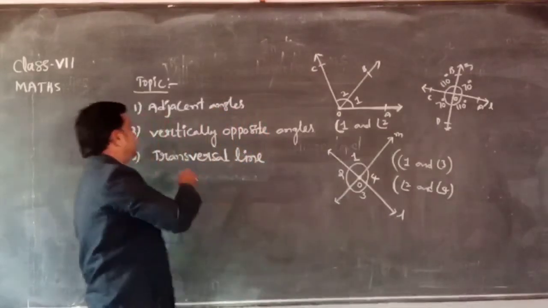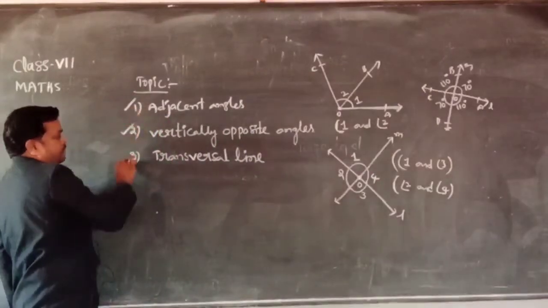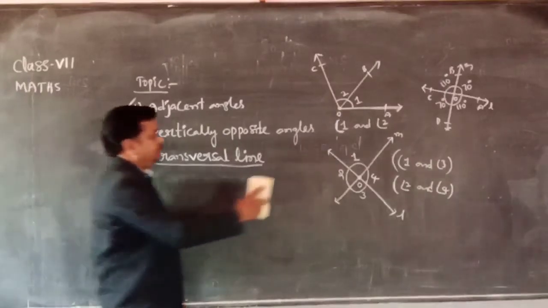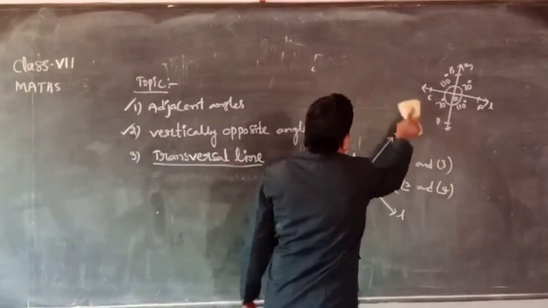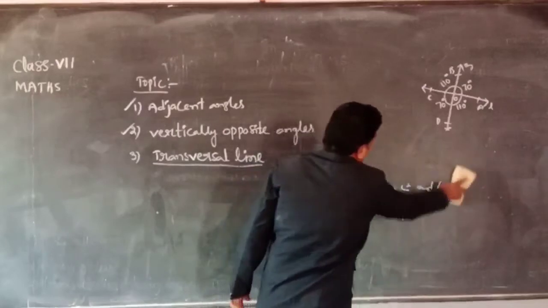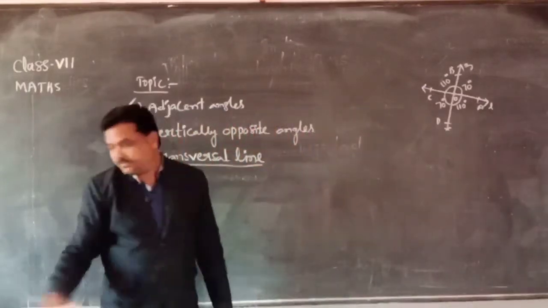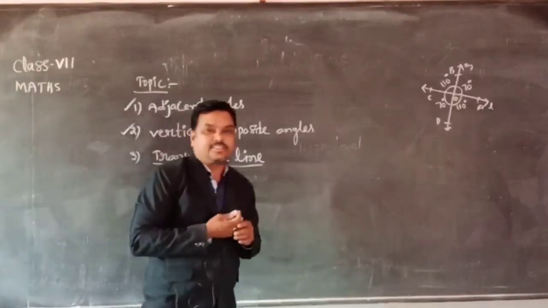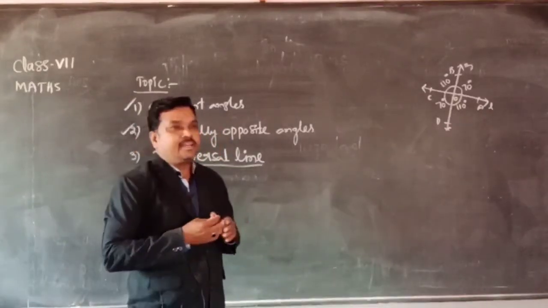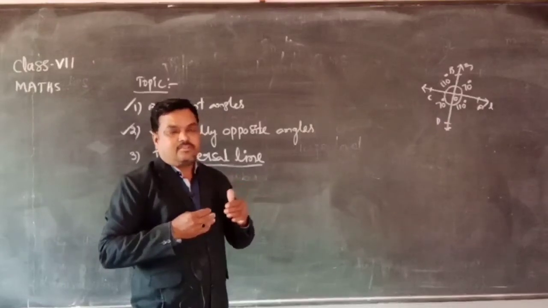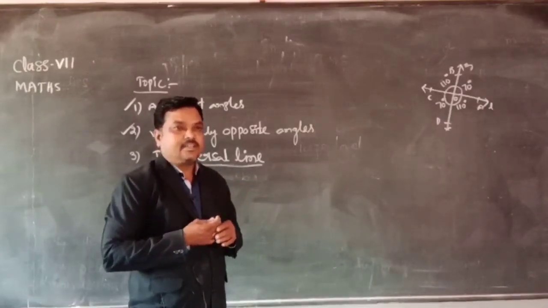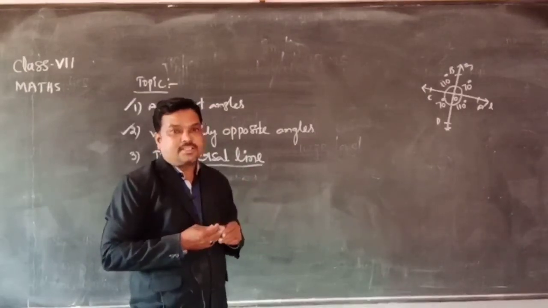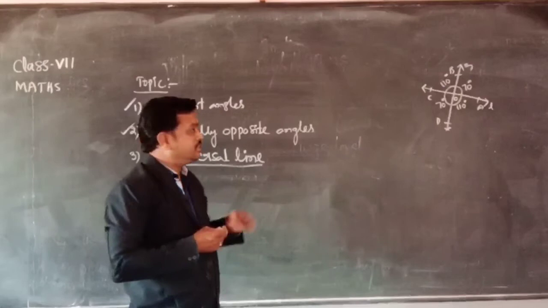The next concept is the transversal line. This is a very important concept. See the meaning of a transversal. In the plane, if one line intersects two lines at two different points, that line is called a transversal.